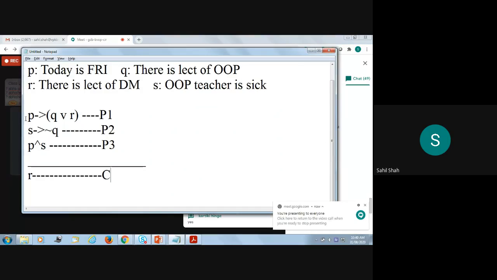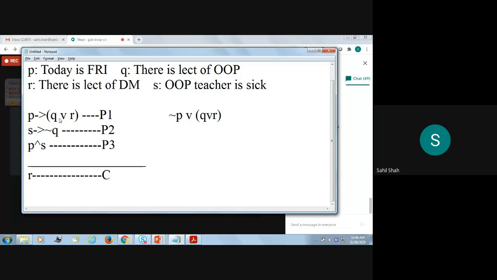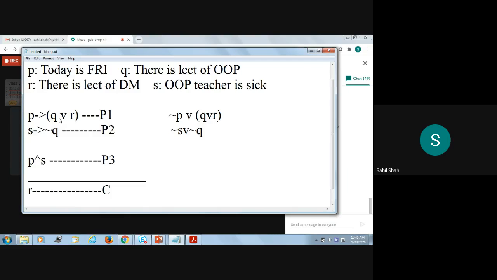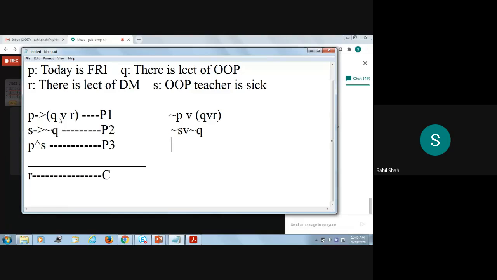So, okay, what can I do? I have to simplify it so that the same can be represented using any of the existing laws. So we know that P conditional Q can be represented as negation of P or Q. So the first premise I am representing as negation of P or Q or R. Second, again, I will say this is negation of S or negation of Q. The third one, P and S, I will use any of the existing.